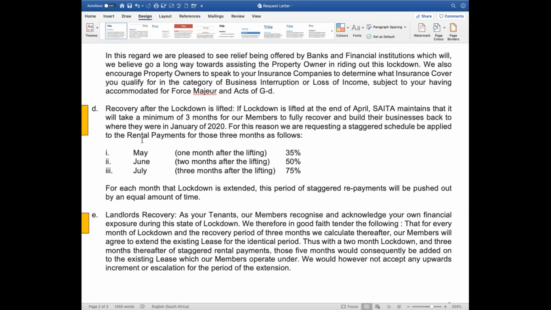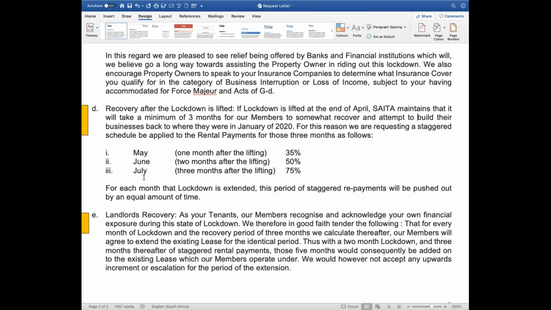Sorry, I think maybe instead of fully recover, partially recover? To somewhat, should we just say somewhat recover? Yeah, not fully, because there's no way we're going to be fully recovered. To somewhat recover and build their businesses back to where they were in an attempt to build their businesses back, let's say. Why not attempt to recover? Sorry? What about attempt to recover? Well, there you go. An attempt. Oh, sorry. No, I mean, I agree, okay. Actually, I agree. To build their business back to where they were in January. For this reason, we're requesting a staggered schedule be applied to the rental payments for those 3 months.